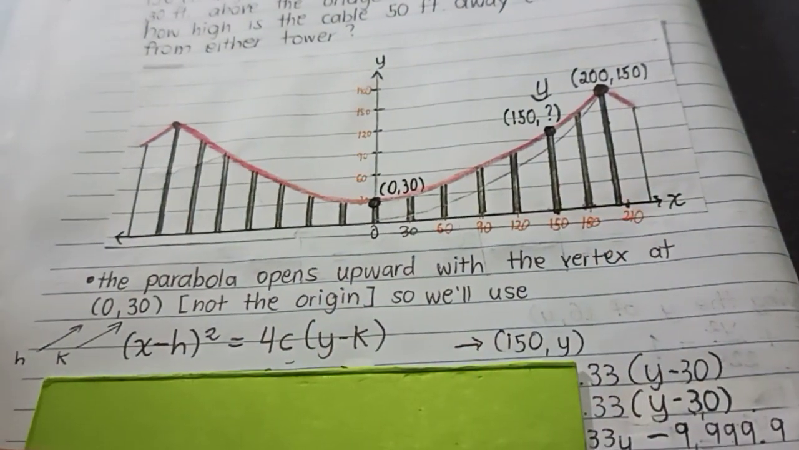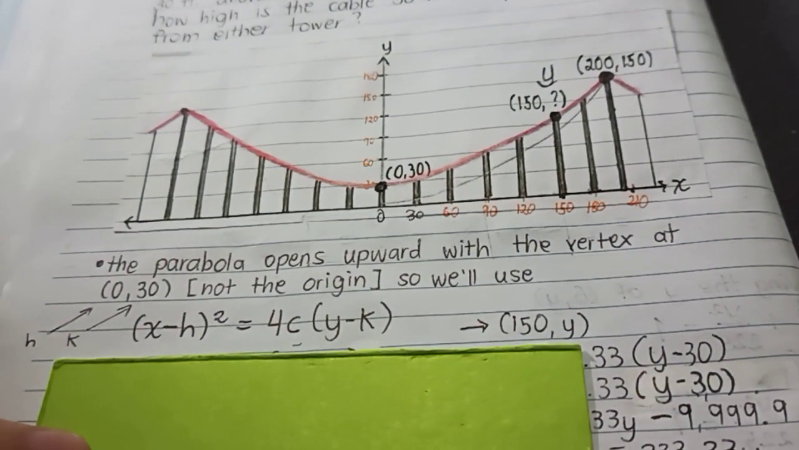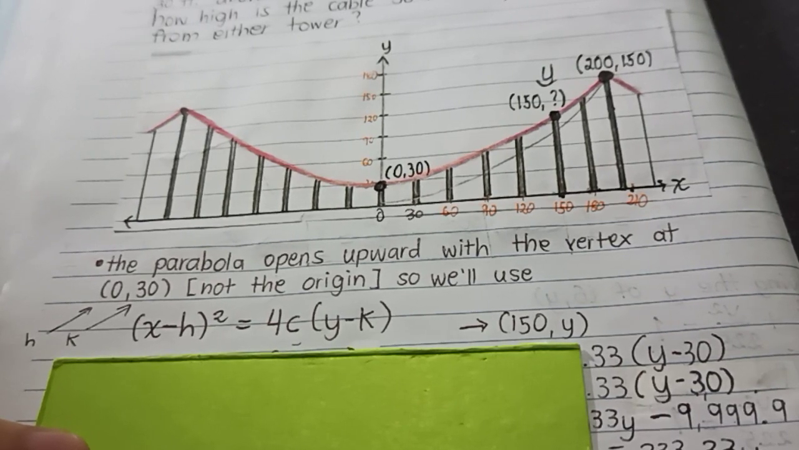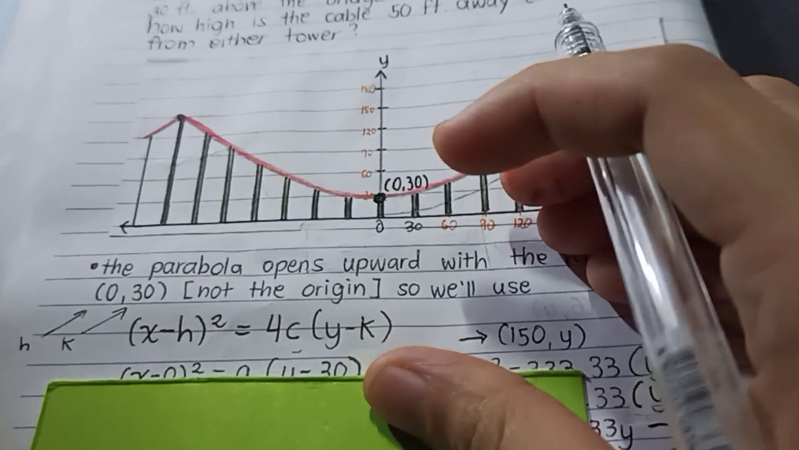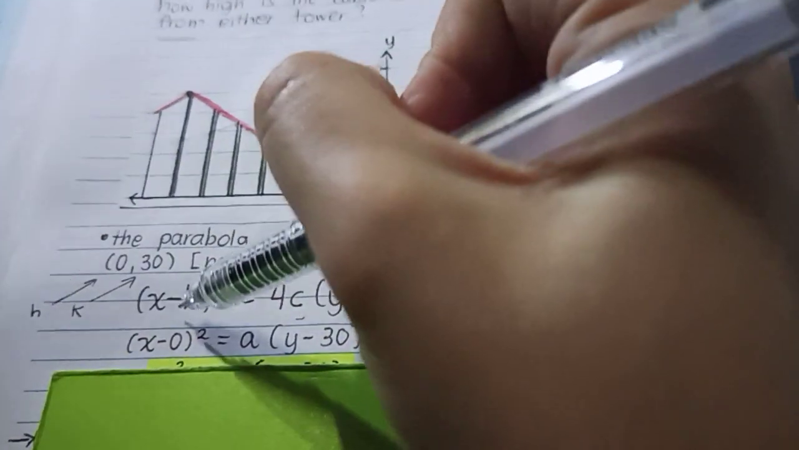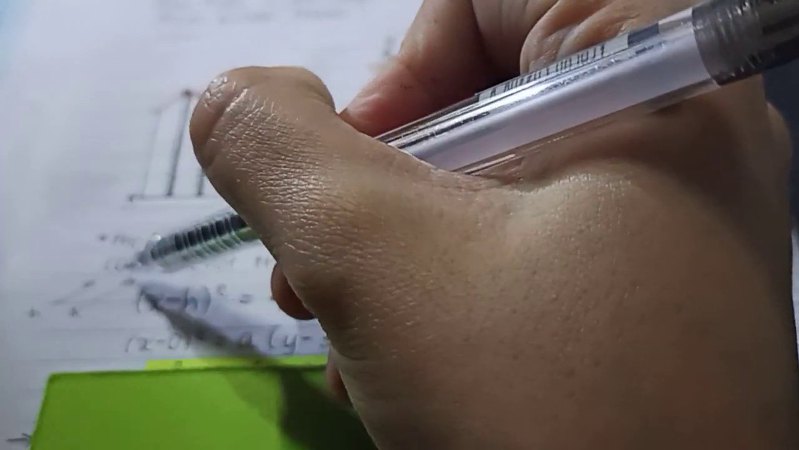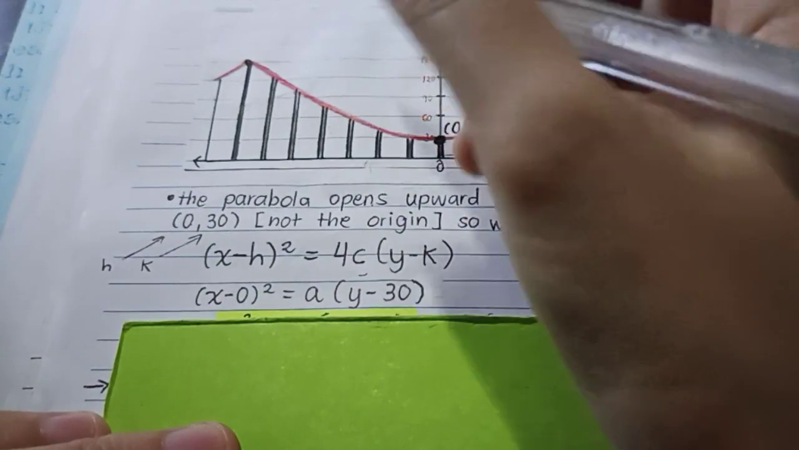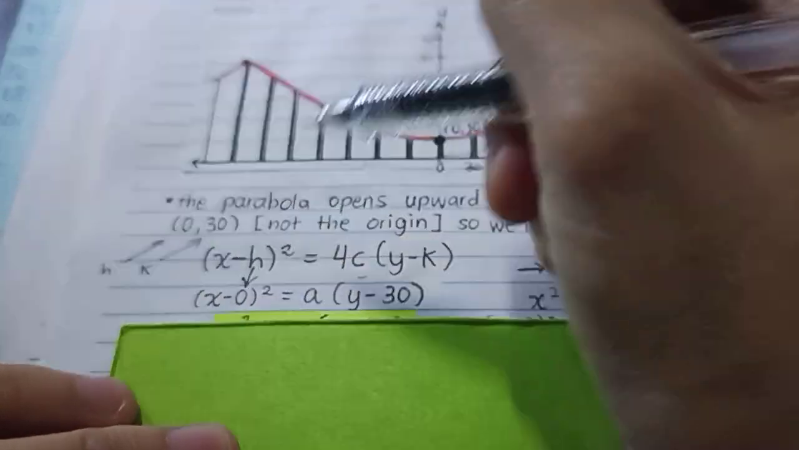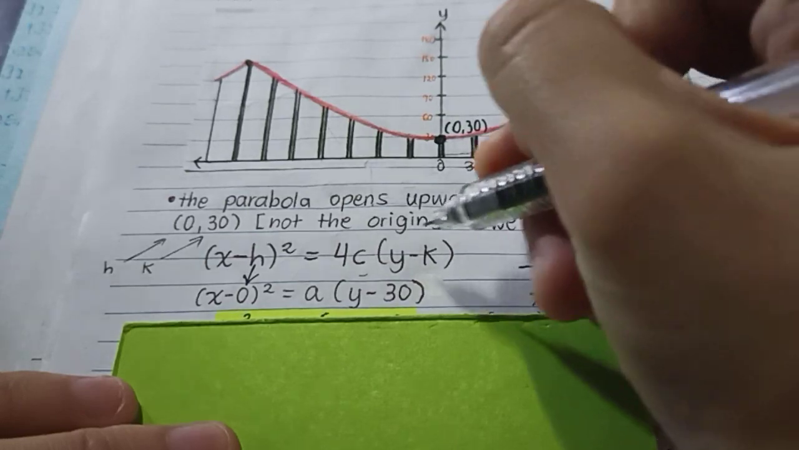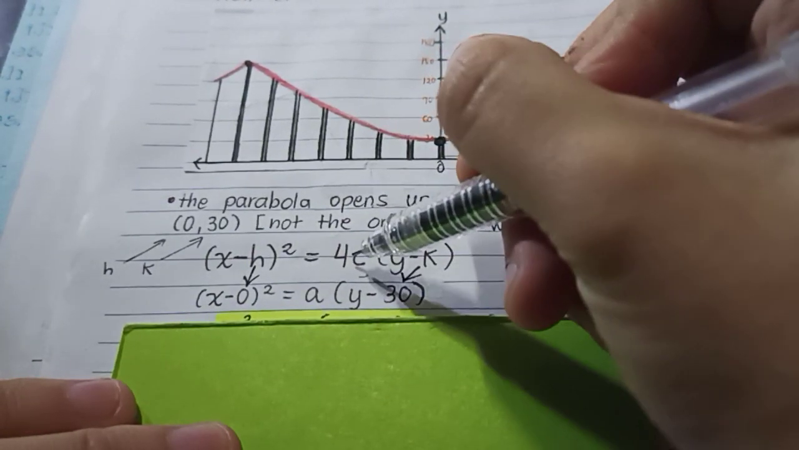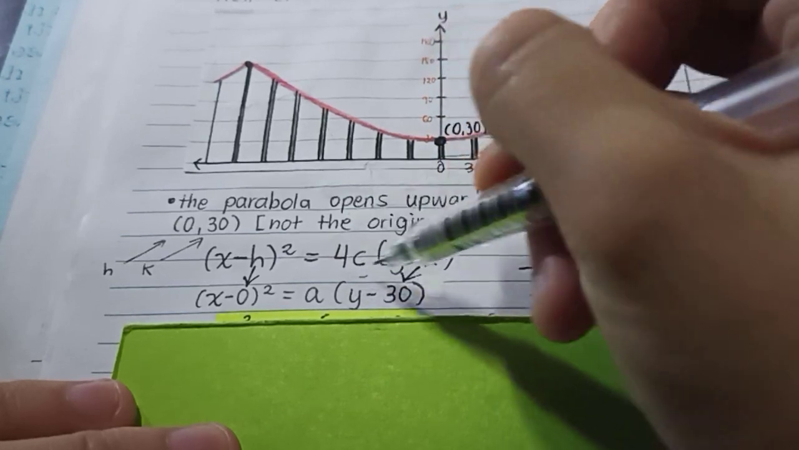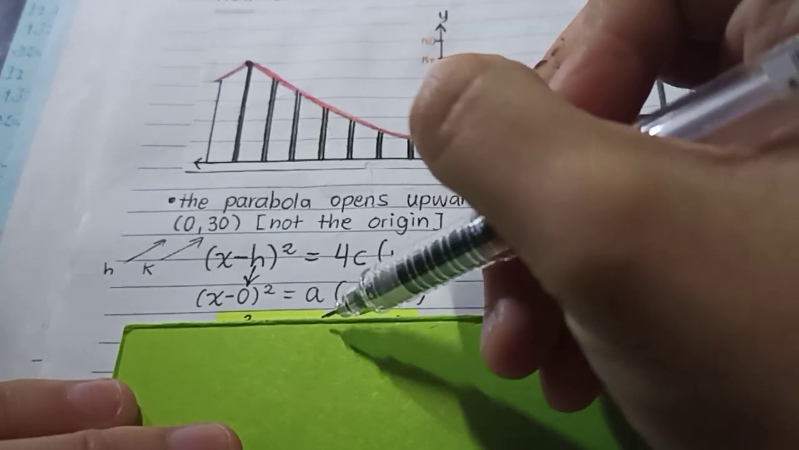What our problem is the whole value of 4c. With that in mind, we're going to assume first a certain value of 4c. In this situation, I will use a. Okay? I'm going to substitute the h. H is 0. So, x minus h will be x minus 0. The y minus k will become y minus 30. And then the 4c, that's the exact number that we would like to know, a.